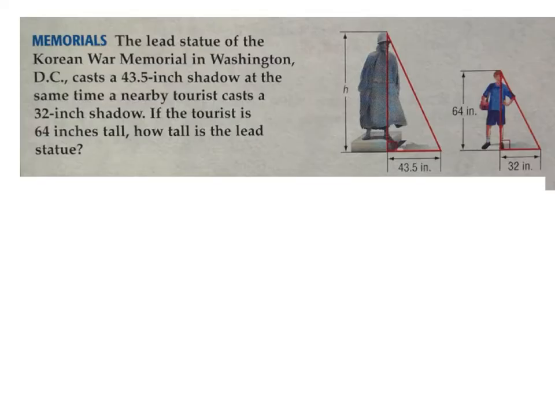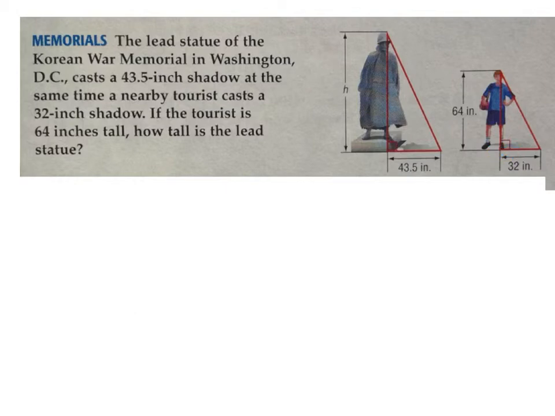So let's take a look at one more example of this shadow reckoning. So we can see here we have a statue, and the statue we don't know the height of, but if we take a look at the shadow that's cast and we create a right triangle with the height, it's 43.5 inches. And we have a boy here who has cast a shadow, and we know that he is 64 inches.